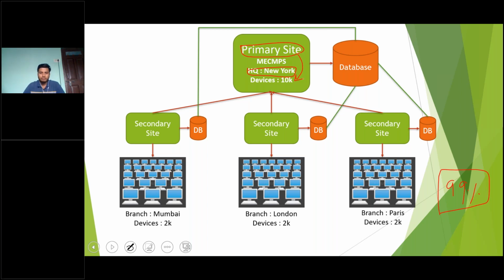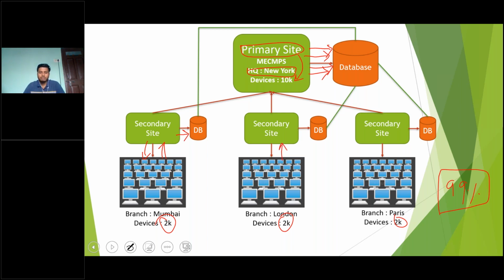So the primary site is managing all the devices in New York, collecting the data and putting it in the database. So primary has its own big database. Primary is going to store the data here. Now the secondary will be managing the devices in Mumbai, London, and Paris. It will be managing these devices, collecting all the information and putting it in the database.